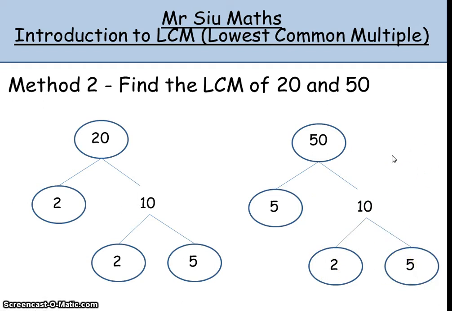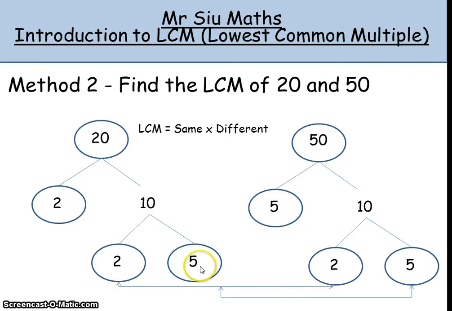Now, the method in doing this one is this. LCM is your same times different. The numbers that are the same are 2 and 2, 5 and 5, which is same here and same here. So we got 2 times 5. Afterwards, we multiply by whatever is different. So we got the 2 here and the 5 here. So 2 times 5, the 2 comes from the same ones, and the other 2 and the 5 come from the different ones.